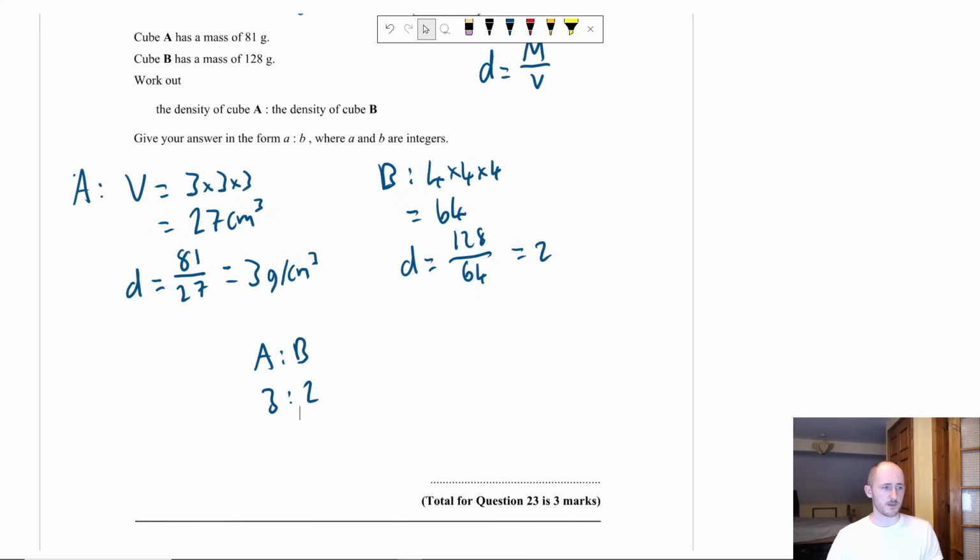3 marks. So in terms of the marks, where you get that from, you get a mark for working out the volumes, a mark for the densities, a mark for the ratios. Quite standard, really.